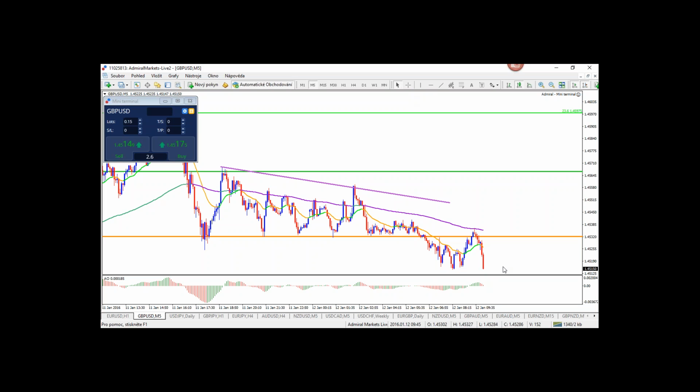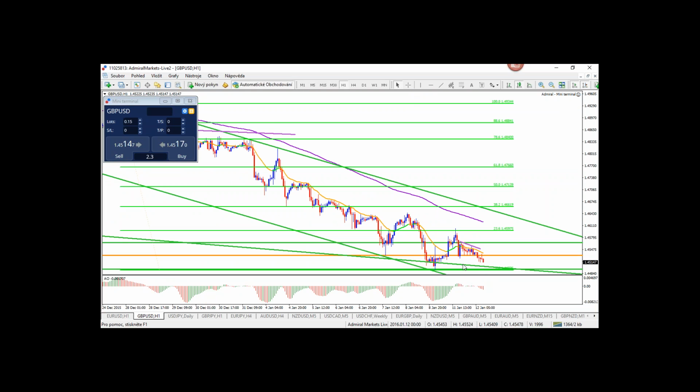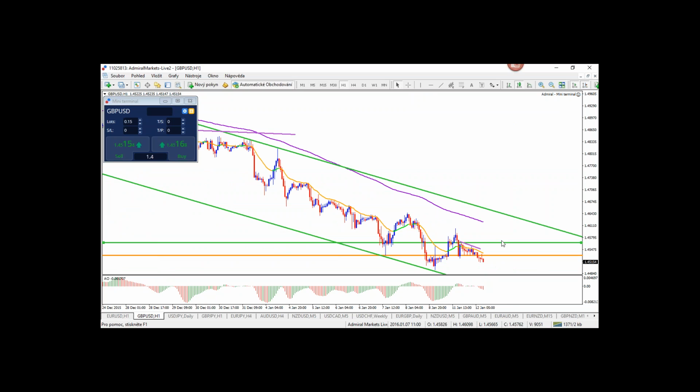Let me get... There's a lot of lines here. Let me simplify it a bit. We'll get rid of these. Makes it a bit easier, and this one too. Good. Alrighty.